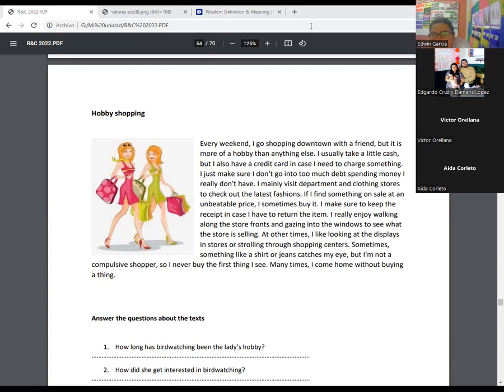I really enjoy walking along the storefronts and gazing into the windows to see what the stores have in savings. At other times, I like looking at the displays in a store or shopping centers. Something like a shirt or jeans catches my eye, but I'm not a compulsive shopper. So I never buy the first thing. You see, many times I come home with nothing.